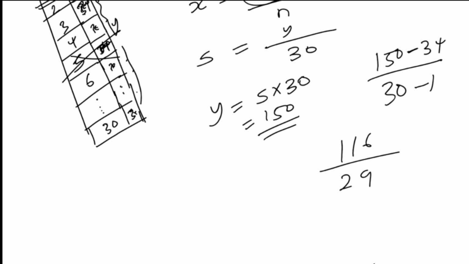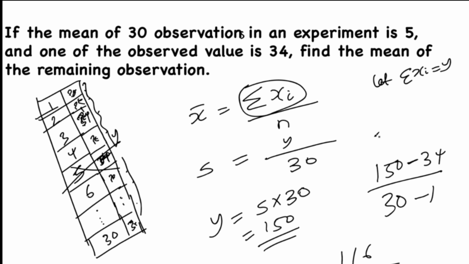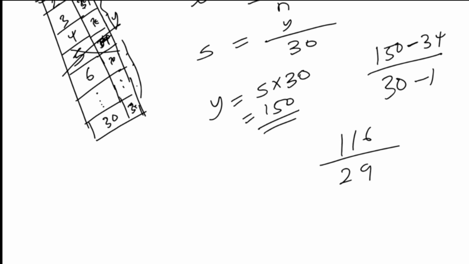If you divide this now for the remaining 29 numbers, because he is saying find the mean of the remaining observations, the remaining observations are 29 in number and their sum is 116. So divide by 29, the answer is 4.